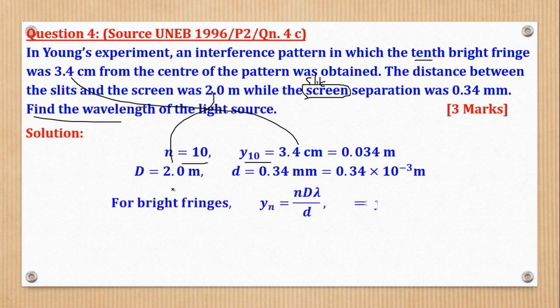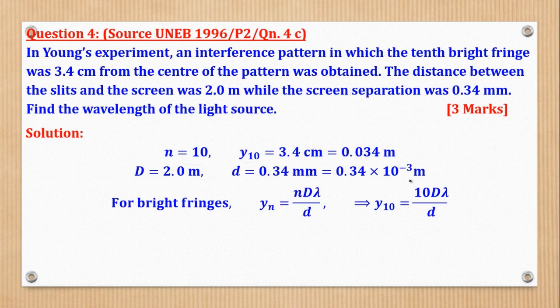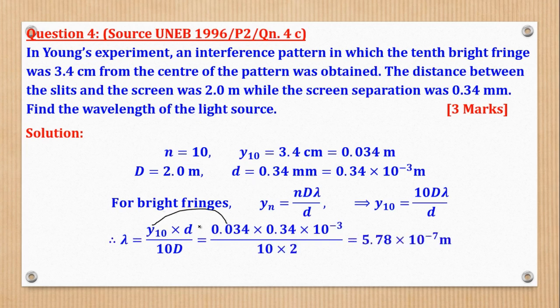Therefore for bright fringe we have this formula. n is 10 here and here, and they want the wavelength, so make wavelength the subject and substitute y10, small d, 10 is here, capital D is here, to come up with this as the wavelength they wanted. So edit this and put there the word slit.